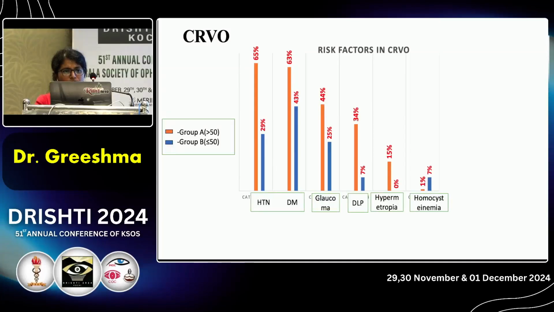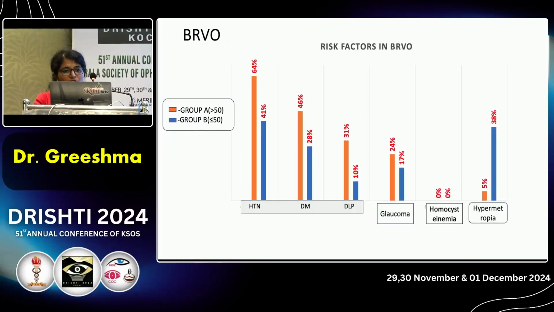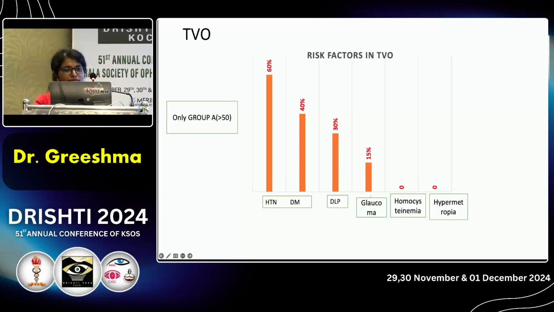So in risk factors in central retinal vein occlusion, in both groups A and B, the most common were hypertension, diabetes and glaucoma, followed by dyslipidemia, then hypermetropia and homocystinemia, and in group B, that is younger population, hypermetropia was not found as a risk factor. Coming to BRVO, the most common risk factors were hypertension, diabetes, dyslipidemia, then glaucoma and hypermetropia. Homocystinemia was not found as a risk factor in both the groups in BRVO. Coming to tributary vein occlusion, only group A presented with tributary vein occlusion to us, and here the most common risk factors were hypertension, diabetes, dyslipidemia and glaucoma. None of them had homocystinemia and hypermetropia as risk factor.